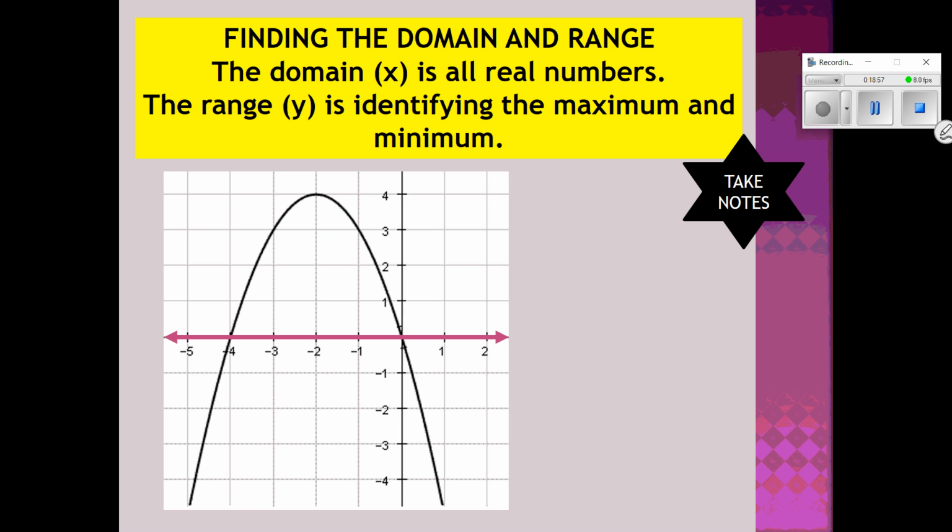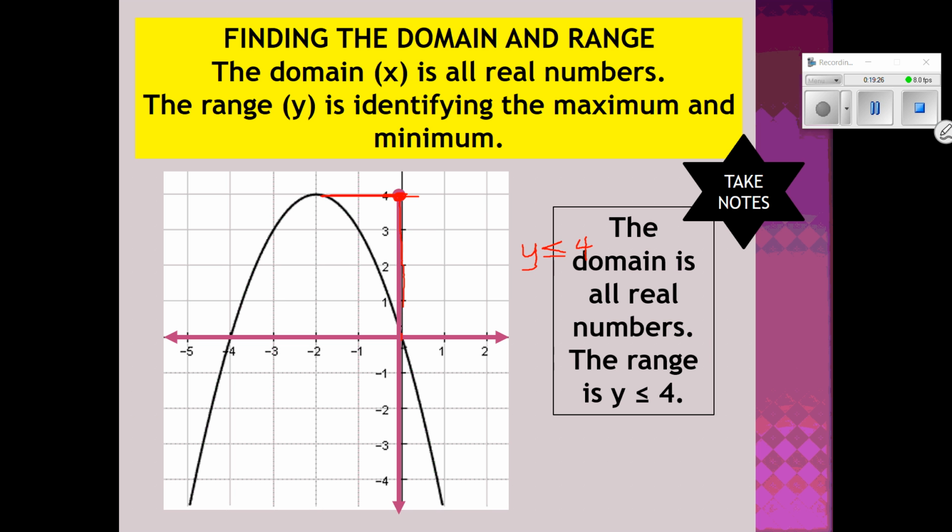So we think about the domain. If there were arrows going indefinitely in both directions, then we would say that the domain is all real numbers. For the range, it starts way up here at 4 and it goes down. So y, because we're on the y number line, is less than or equal to 4, because here it is on 4 and it's going to all the numbers that are less than that. So the domain is all real numbers and the range is y is less than or equal to 4.